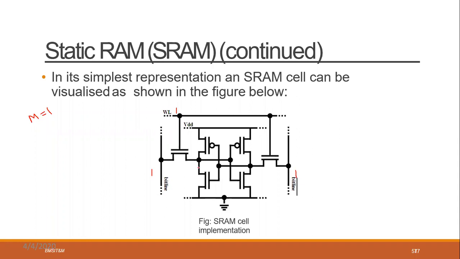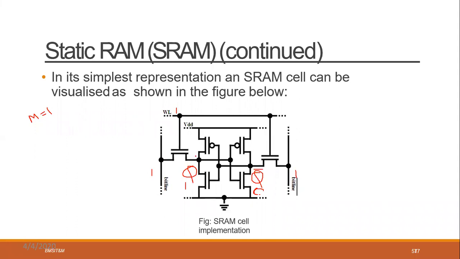So assume this is your Q output point. This is Q bar. Q is, say, logic 1, and Q bar is 0. We are assuming 1 is stored in this memory location. Now this is at 1 and this point will be again 1. We are assuming this point to be Q and this will be 1.